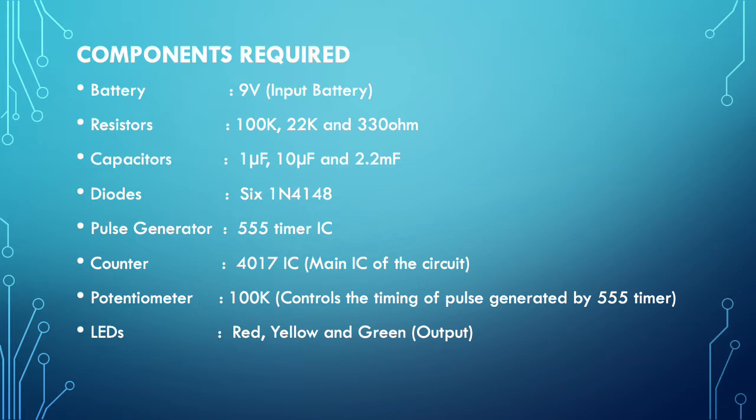Components required: 9-volt battery, 3 kinds of resistors, 3 different capacitors, 6 1N4148 diodes, 555 timer IC for pulse generator, 4017 IC as main counter IC, 100K potentiometer that controls the timing of the pulses generated by the 555 timer, and LEDs red, yellow and green as output.